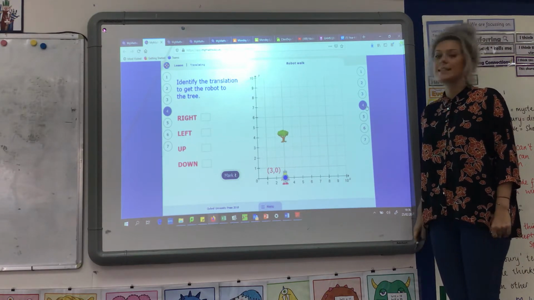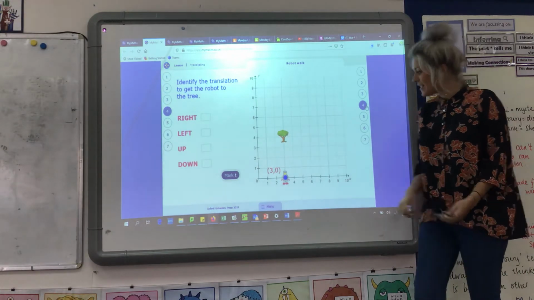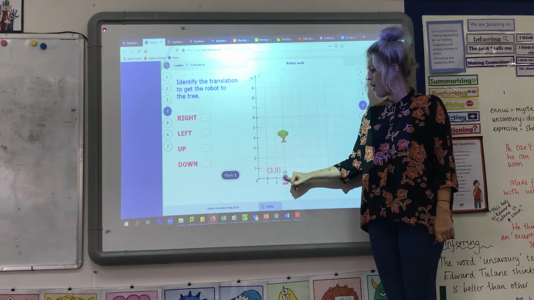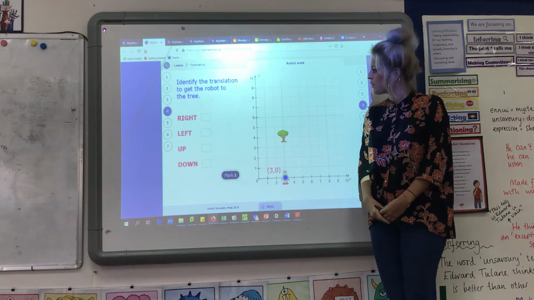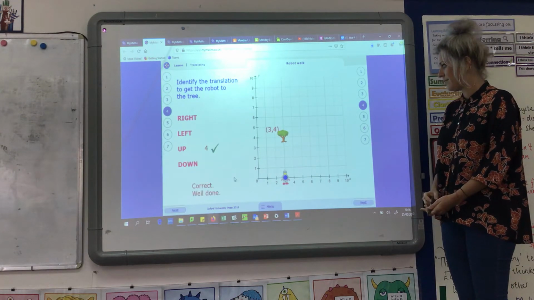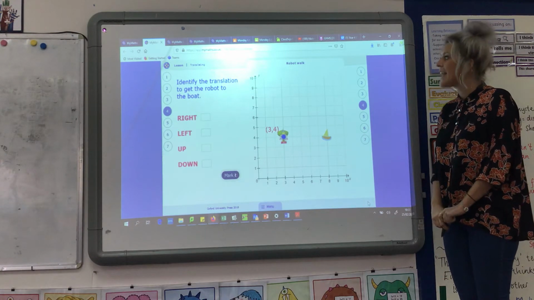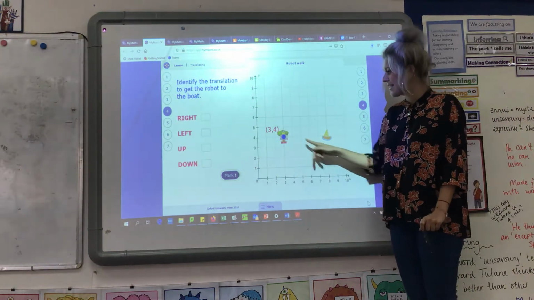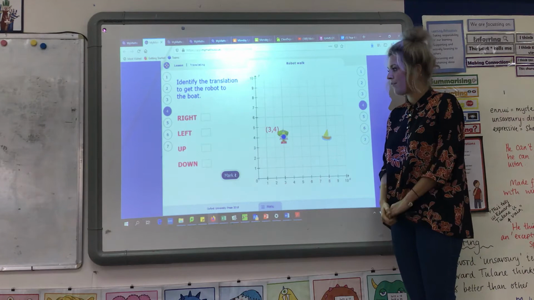Identify the translation to get the robot to the tree. So I can see my robot is on 3, 0, and to get to the tree I need to go up 1, 2, 3, 4 places. Miss Shaw, could you put a 4 next to the up box? Yes, lovely, well done, thank you Miss Shaw. Now, to get the robot to the boat, we need to go right, and we need to go 1, 2, 3, 4, 5.